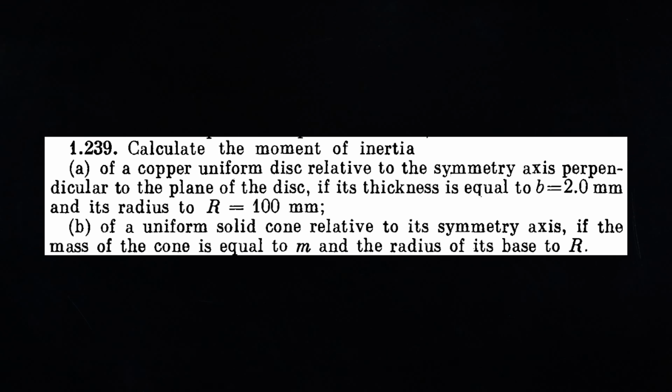Irodov problem number 1.239. Calculate the moment of inertia of a copper uniform disk relative to the symmetry axis perpendicular to the plane of the disk if its thickness is equal to b and its radius is equal to r. And second, of a uniform solid cone relative to the symmetry axis if the mass of the cone is equal to small m and the radius of its base is equal to r.